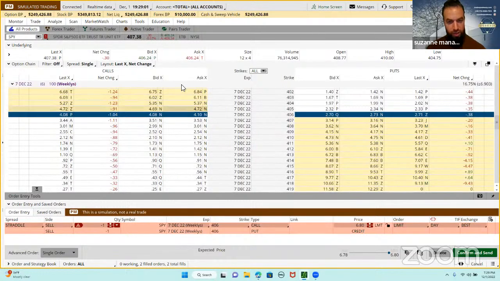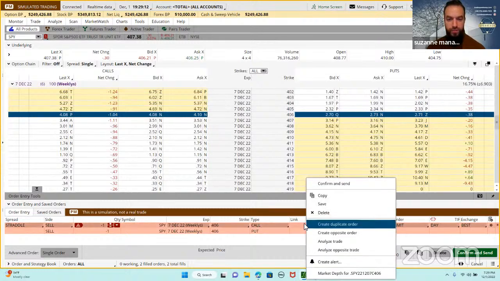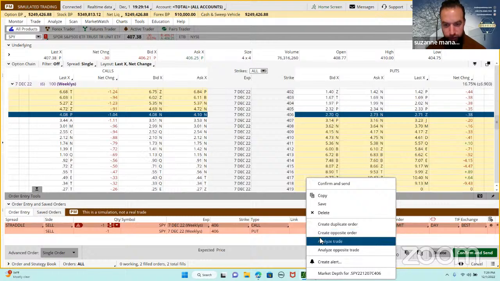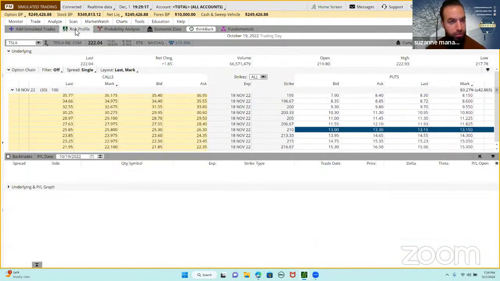And so notice on the call side, as I go further and further out of the money, I'm paying less and less and less, right? So 10 points out. Oh, you know what? I'm sorry. Before I do that, let me just show you the risk profile.